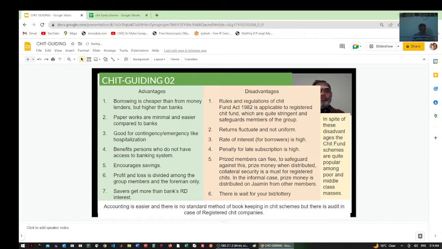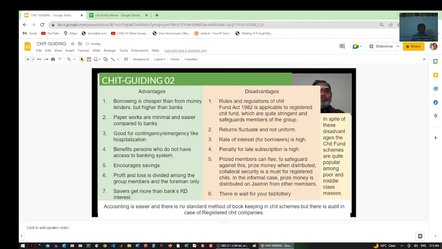Let us see the disadvantages. Rules and regulations of Chit Fund Act 1982 is applicable to registered chit funds, which are quite stringent and safeguard members of the group. Number 2, returns fluctuate and are not uniform. Number 3, rate of interest for borrowers is high. Number 4, penalty for late subscription is also high.